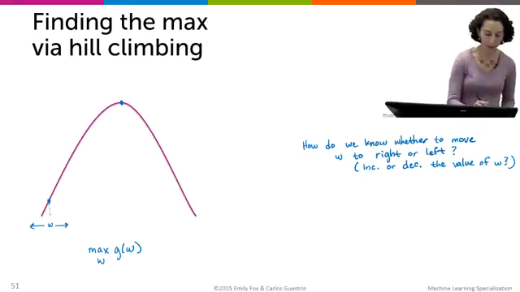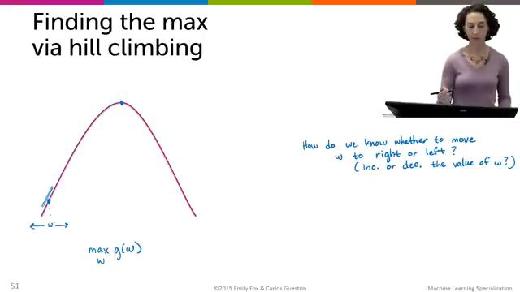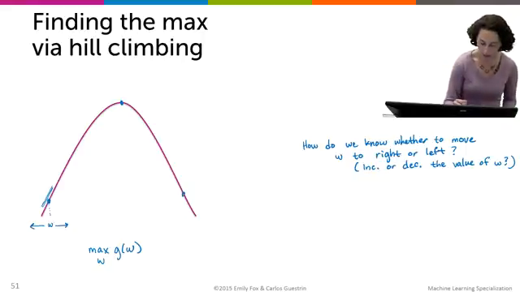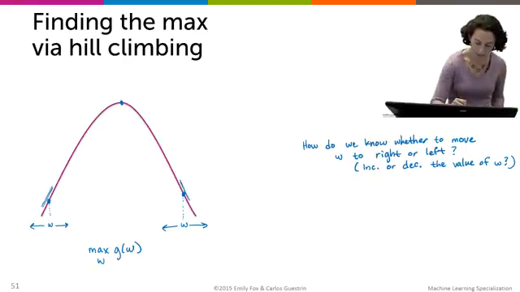Well, what I can do is look at the function at w, and take the derivative. If the derivative is positive, like it is here, this is the case where I want to increase w. But what if, on the other hand, I had started the algorithm over here at this value of w? Would I want to move to the right, increasing w, or move to the left, decreasing w? Well, in this case, I'd want to decrease w.